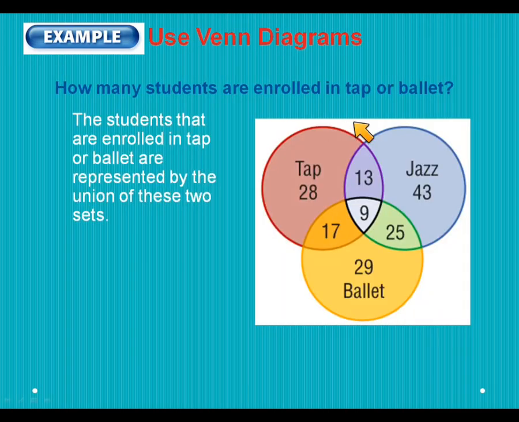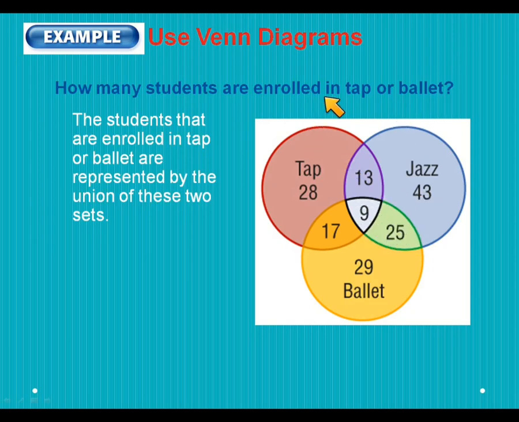How many students are enrolled in tap or ballet? Now be careful here. This is a disjunction. It's the word or, right? I want tap or ballet. Could they be enrolled in both? Yeah. Could they be enrolled in all three? Yeah. Could they be enrolled in tap and jazz? Yeah, because I just want tap or ballet. Could they be enrolled in ballet and jazz?